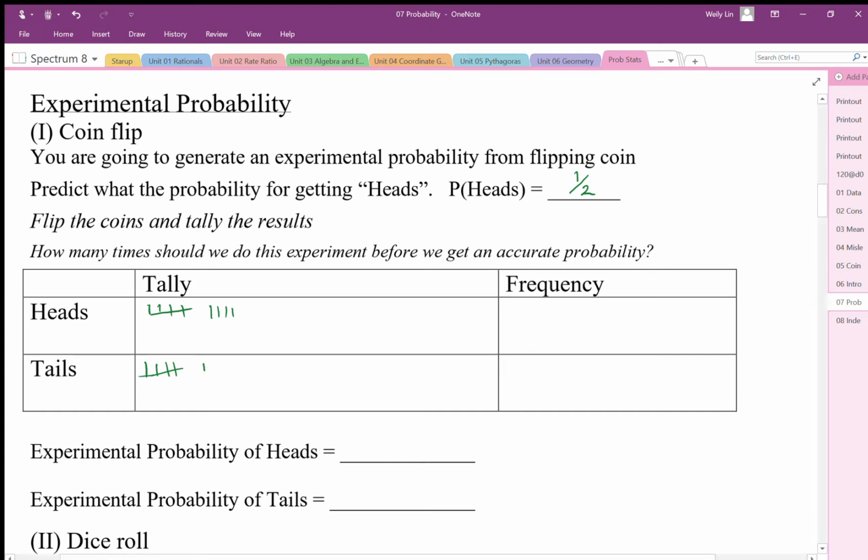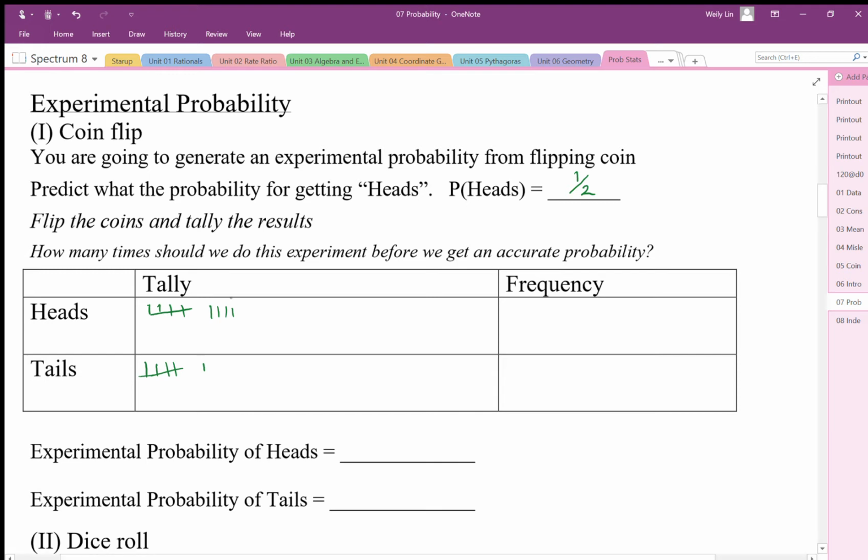How many times should we do this before we get an accurate probability? Well, to get the precise probability, we could do it an infinite number of times, but that's impossible. So essentially the idea is that the more times the better. So I want you to do at least 20 flips and do a tally.